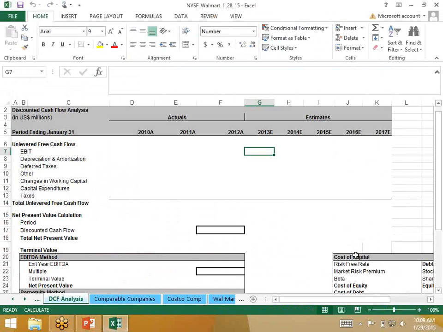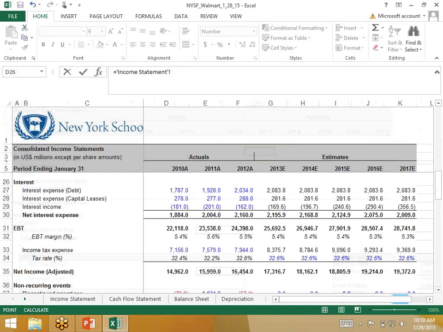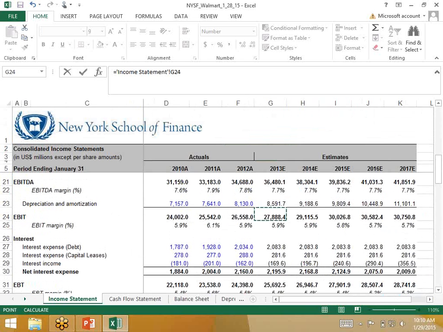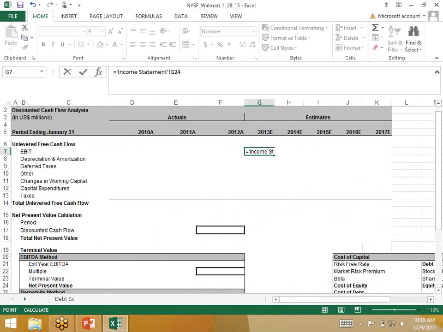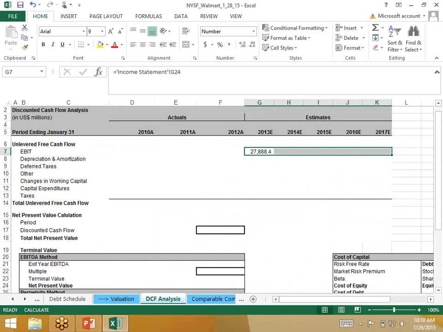EBIT will come from the income statement starting in 2013. So we'll pull this in from the income statement, 27888.4, the EBIT. Copy that to the right. That's the only thing you should be pulling from the income statement as a starting point, EBIT. And just to keep with the theory of all the adjustments that were made, we will make the rest from the cash flow statement.